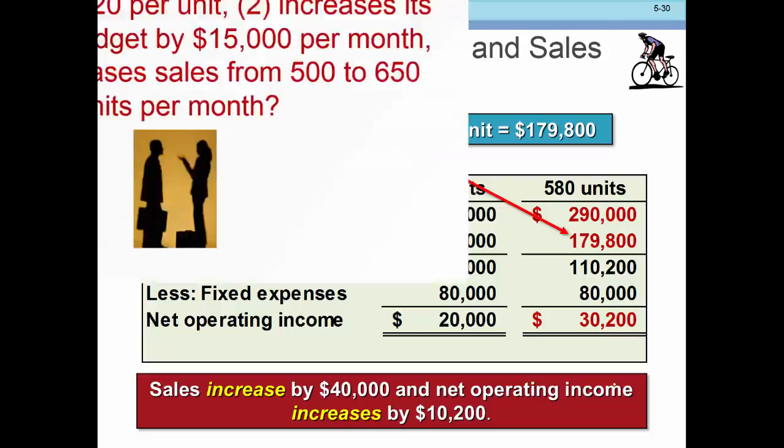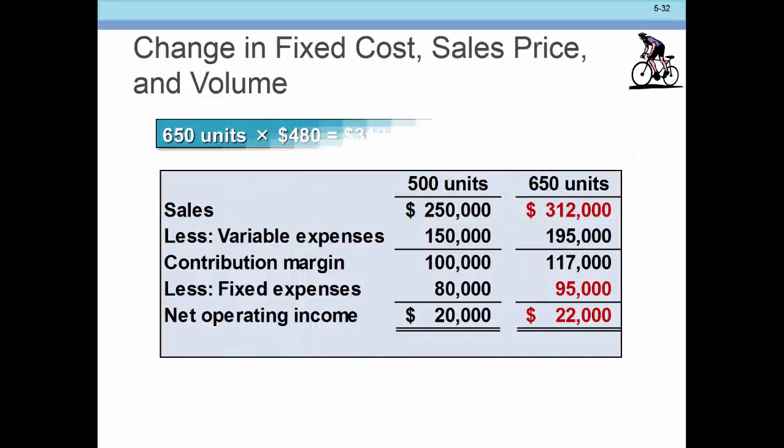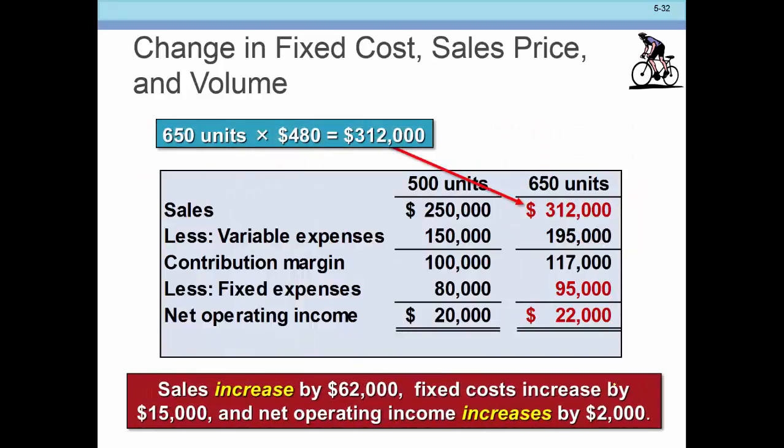Okay, good. Come over. And let's take a look at this one, and we say, what is the profit impact if we cut the selling price by $20, increase the advertising budget by $15,000, and increase sales from 500 to 650? And so let's take a look at that. And again, the takeaway here is how the contribution margin format will help us. They cut the sales price, didn't they? So our sales came down. Our variable expense per unit stayed the same, although we've now produced more units. So our contribution margin came up, and our fixed expenses went up a little bit, and we pulled off $2,000 here, didn't we? Would you do this?